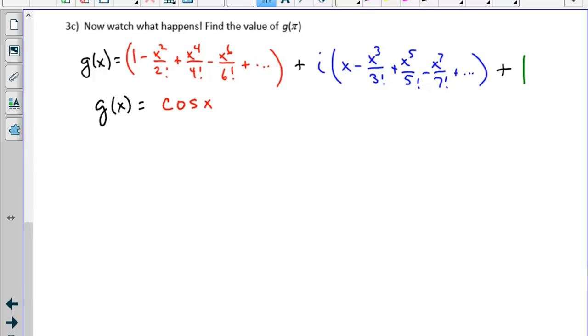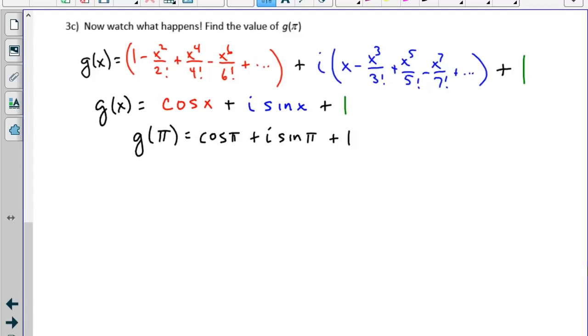And then we have this stuff in blue that somebody that's kind of astute might recognize as i times sine of x. And then we have this +1. So that's what's going on. I'm going to stop writing in alternating colors now. But now what I want to do is take this and sub in pi, because that's what I am trying to find. So g of pi is cosine of pi plus i times sine of pi plus 1.